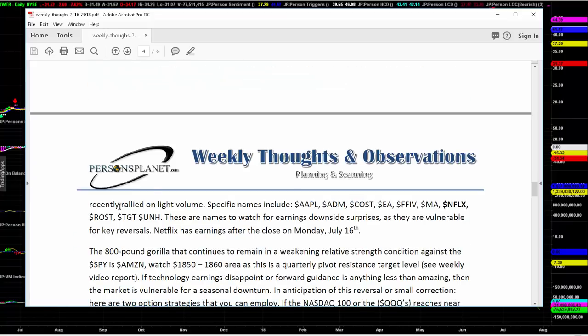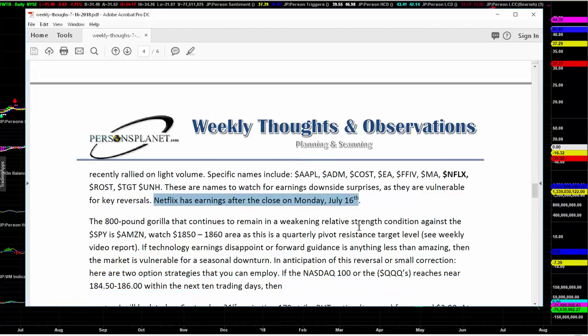Most have recently rallied on light volume. Specific names include Apple, ADM, Costco, Electronic Arts, MasterCard, and then highlighted Netflix, Ross Stores, Target, and UNH, United Healthcare. These are names to watch for earnings downside surprises. They are vulnerable for key reversals. And then Netflix has earnings after the close Monday the 16th.